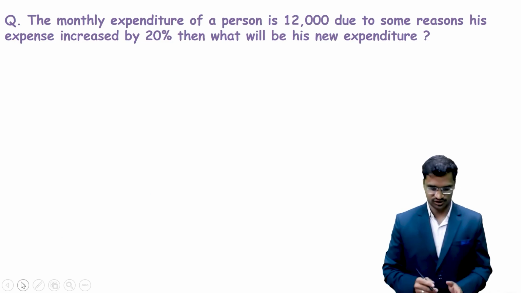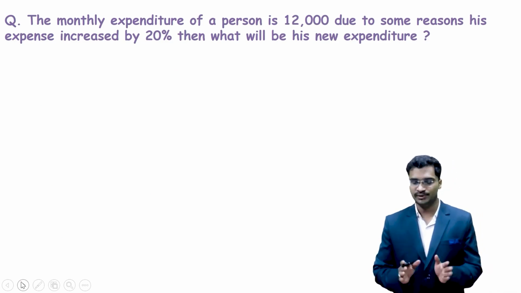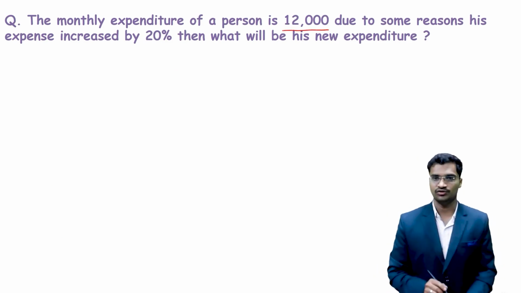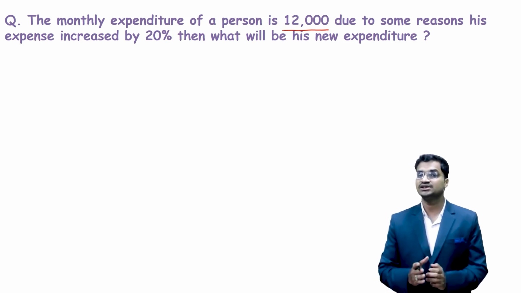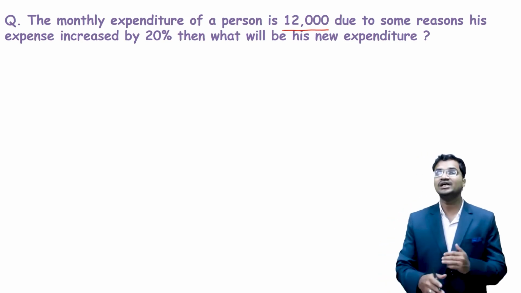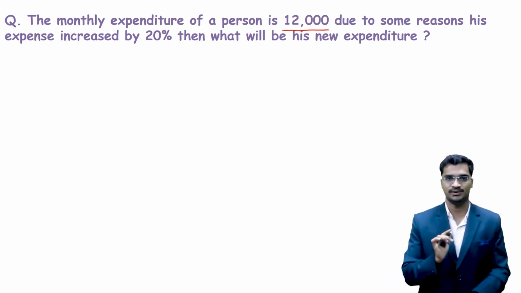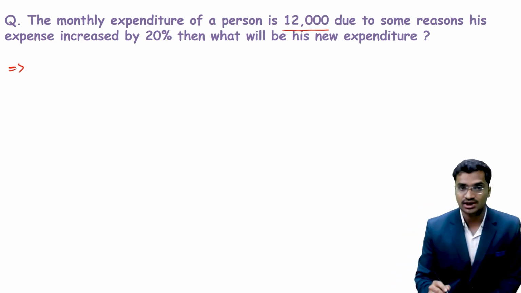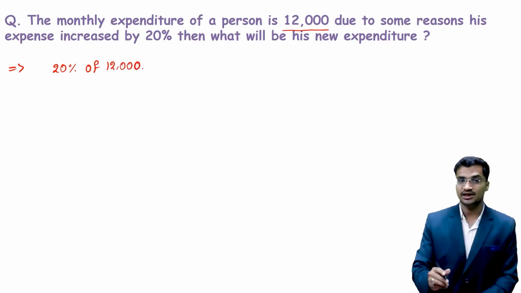Now coming to the next question, which is: the monthly expenditure of a person is 12,000. Due to some reasons, his expenditure has increased by 20%. His expenditure increased by 20%. 20% increase on what? 20% increase on the previous expenditure. So I can say that his increase in expenditure is 20% of the previous expenditure, which was 12,000. His expenditure increased this much.